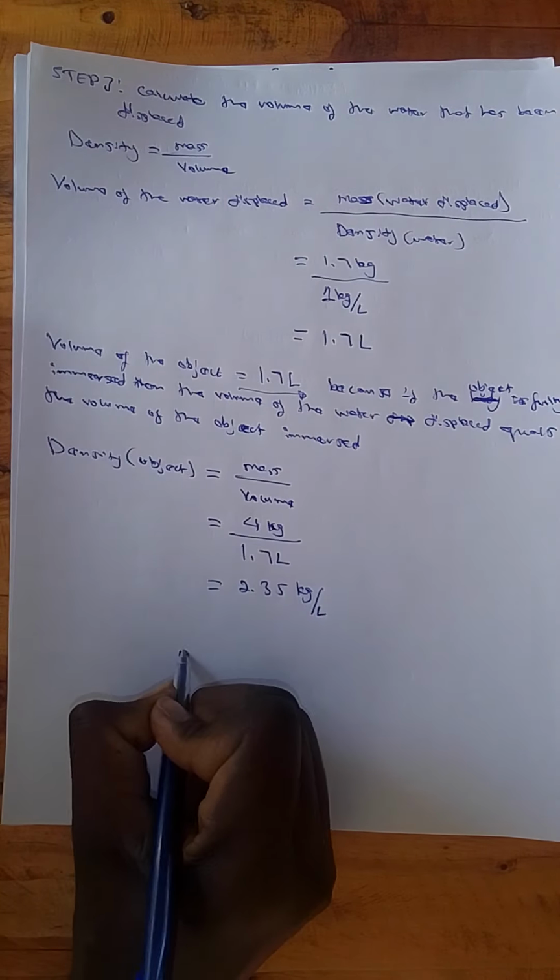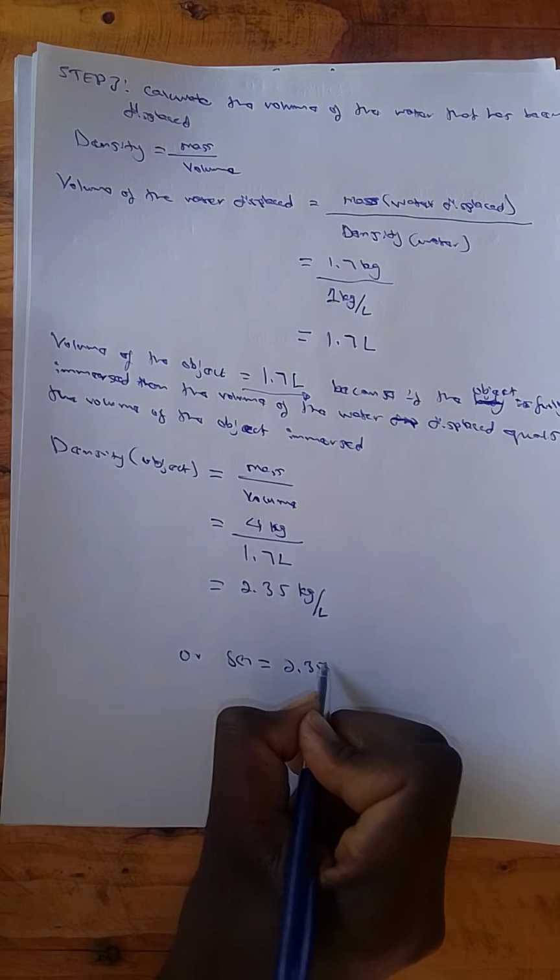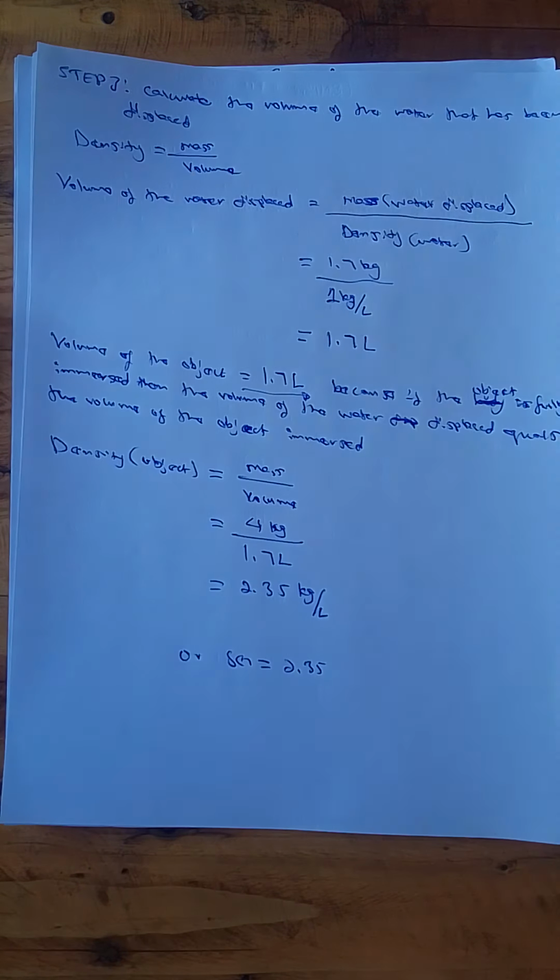Or you can say the density is 2.35 kilograms per liter. So that's basically how to answer this question.